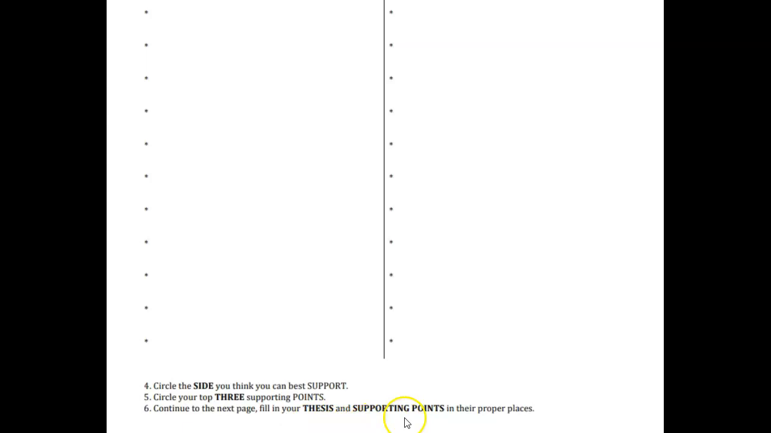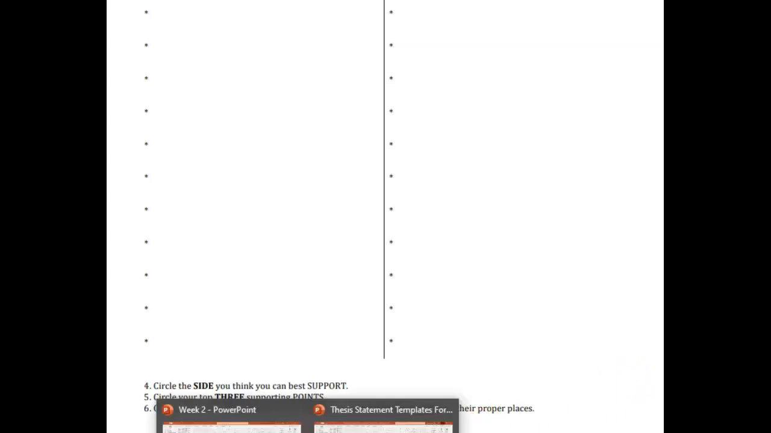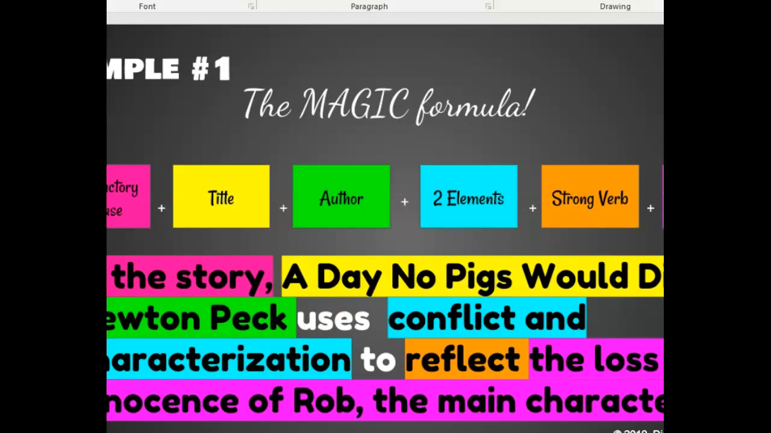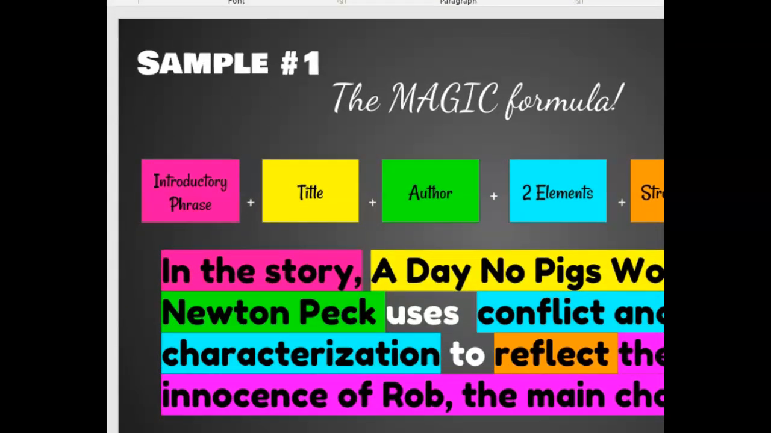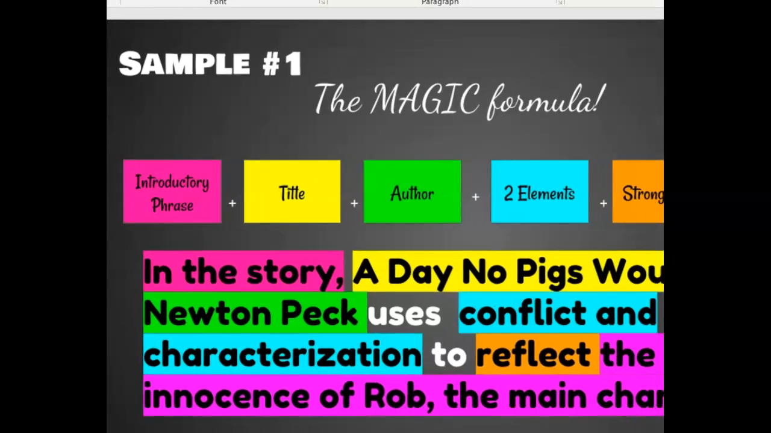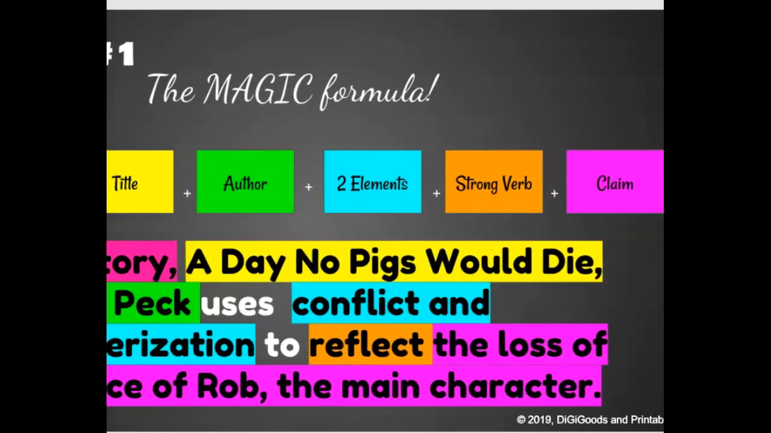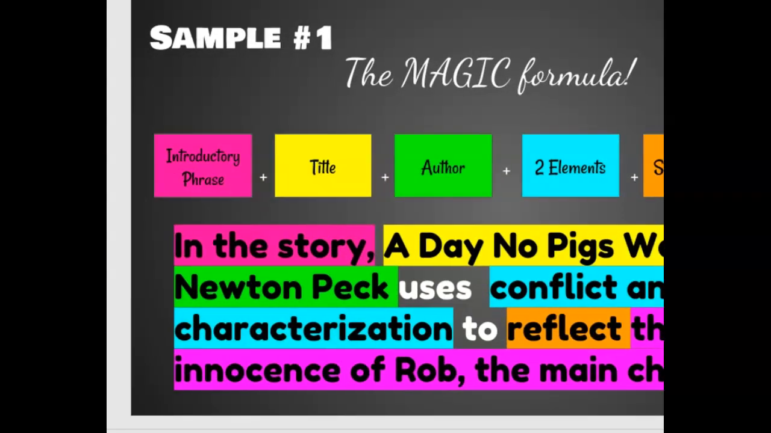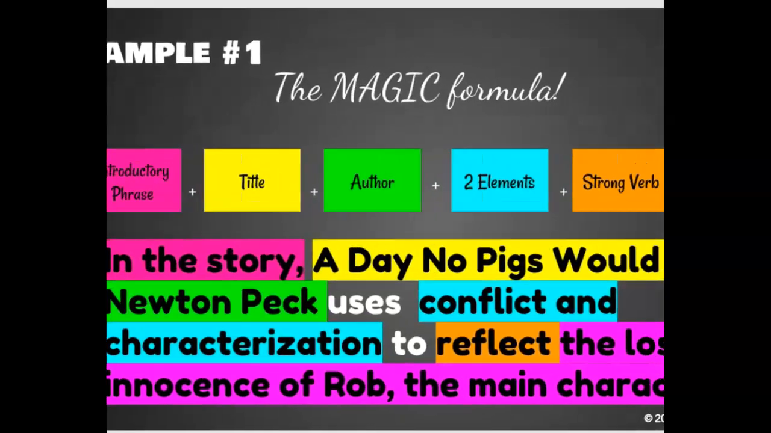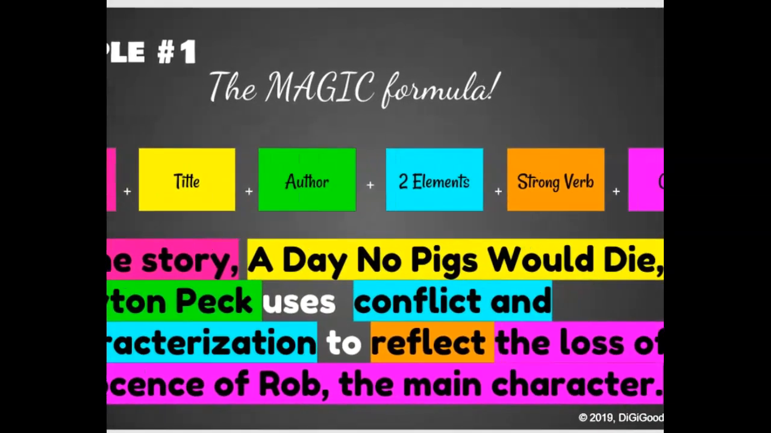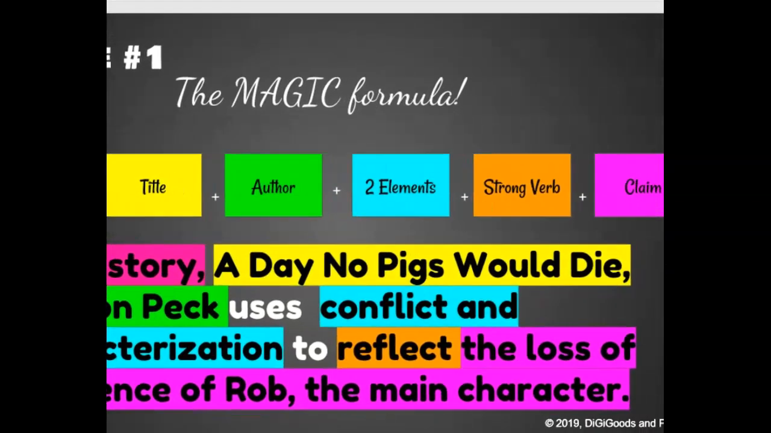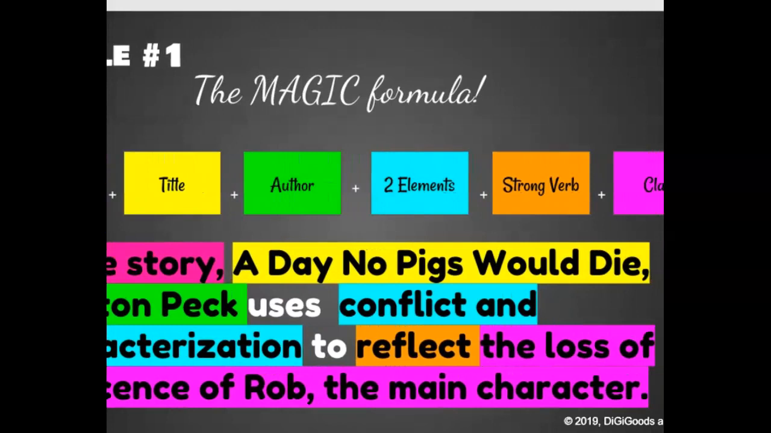Okay? The next thing you're going to do is go to your thesis and your supporting points page. So for your thesis, there's a little formula that I like to use for thesis. So I'm giving you this formula. You write an introductory phrase, the title, author, elements, the strongest verb, a strong verb, and then the claim. So an example would be, in the story, A Day No Pigs Would Die, Newton Peck uses conflict and characterization to reflect the loss of innocence of Rob, the main character. Okay? So that's one example.